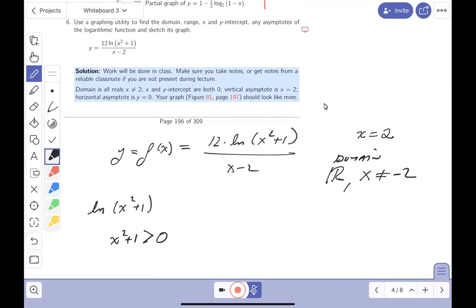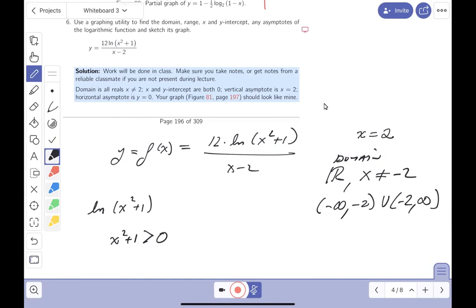Let me repeat this. I looked at the log. Log argument must be positive. I wrote that down. This is always positive, but there was one number that was dangerous on the bottom, and that was 2. Now, what does that domain look like to me? It looks like this. Minus infinity up to 2, union 2 to infinity. We'll look at the graph later. So I got the domain down. I may not know what it looks like, but I do have the domain down.